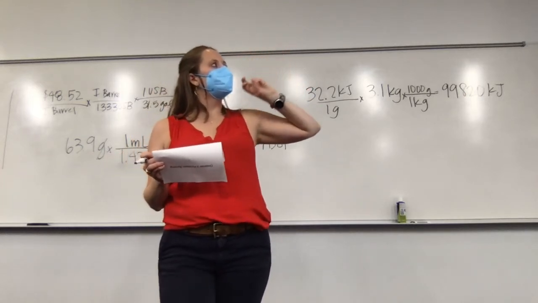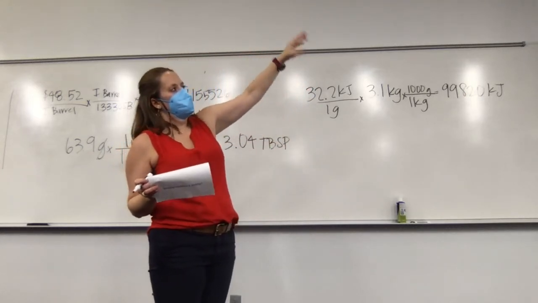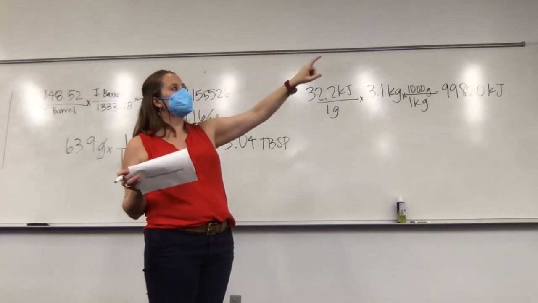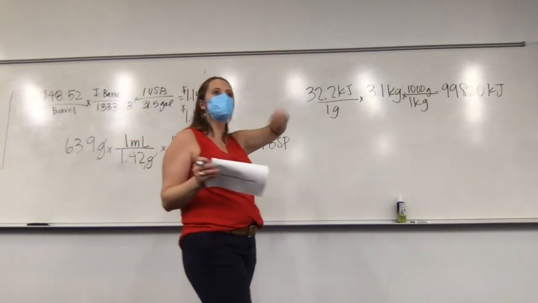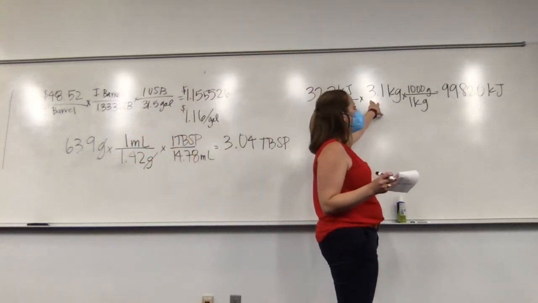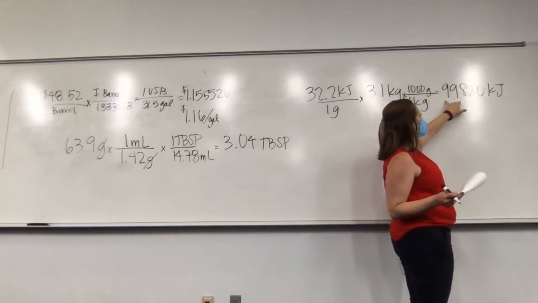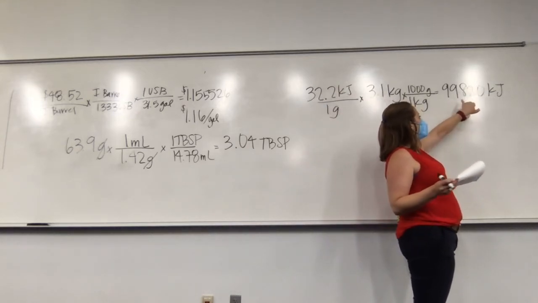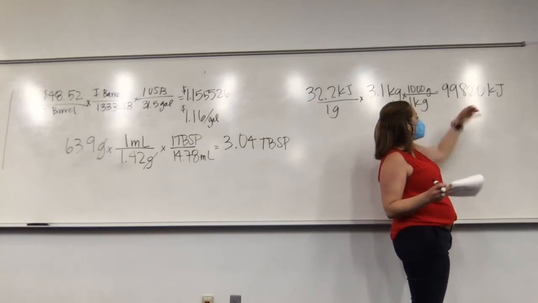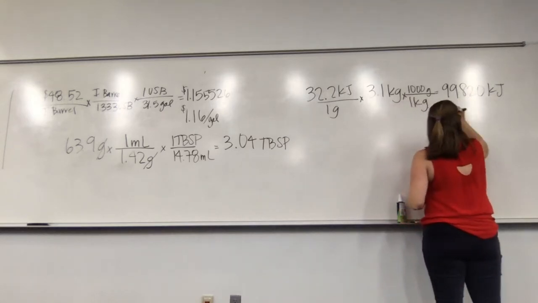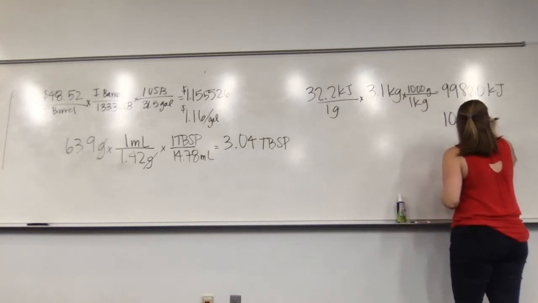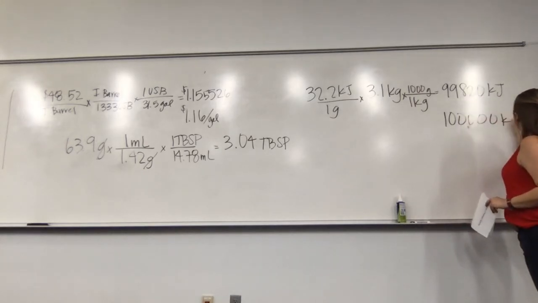I'm seeing some 2s and 3s. So the first number you see has 3. The second one has 2. Because we multiplied them, it will be the smaller value. There should be 2. So the problem is that once we do this, we need to round until we get 100,000 kilojoules.